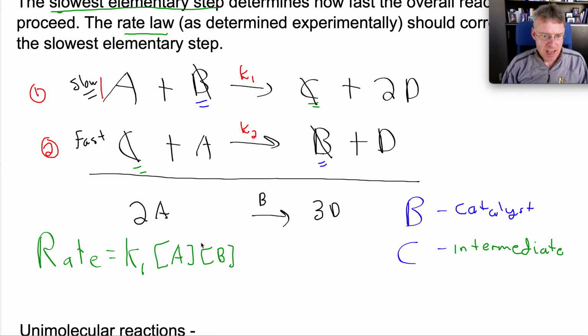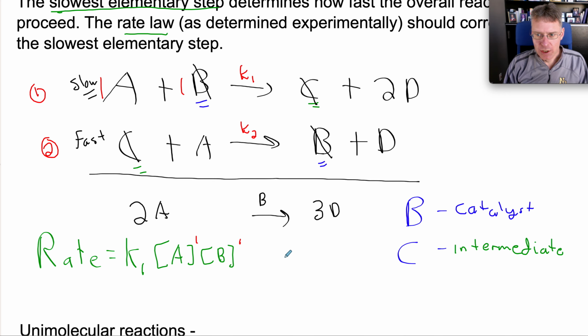So there's 1 A, so this would be the first power. We typically wouldn't write that, but I want to make that connection. B, there's only 1 B, so this would also be to the first order. So first order A, first order B, second order overall is our kinetics.